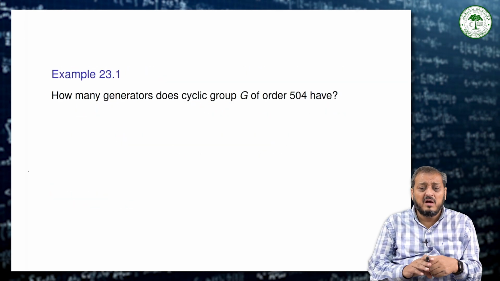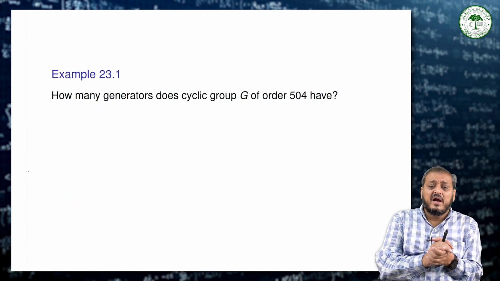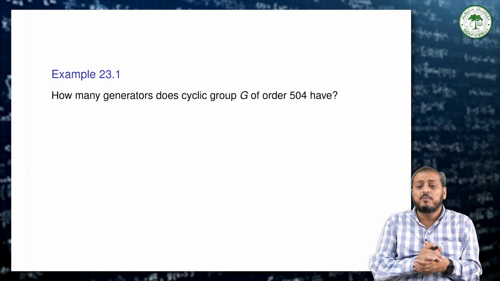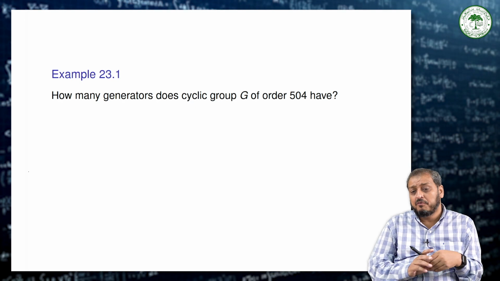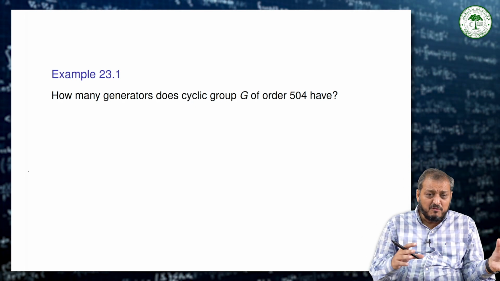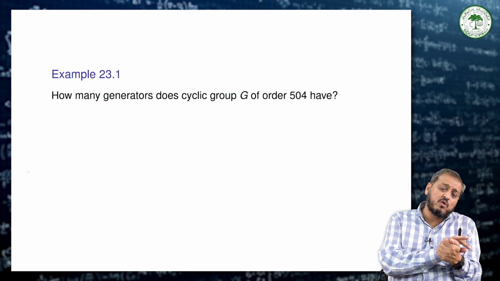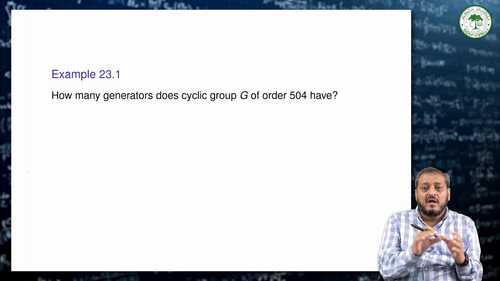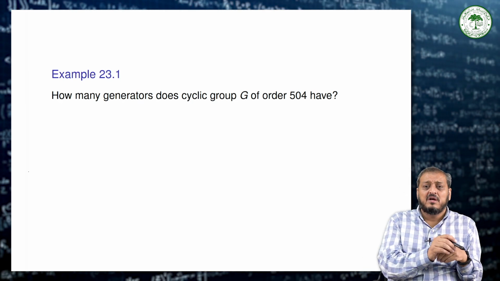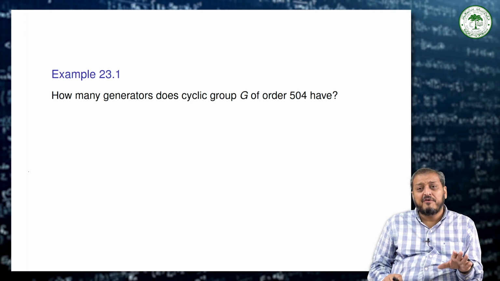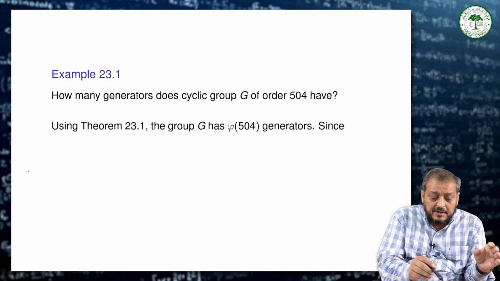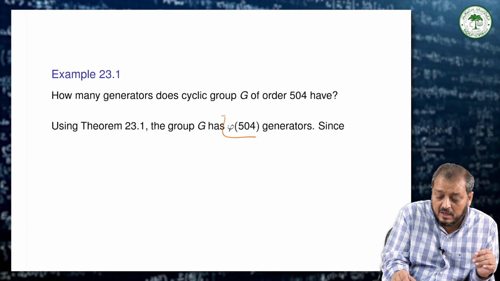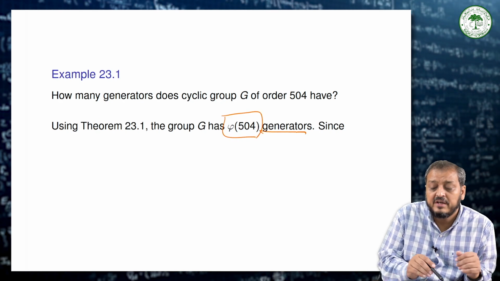Now, for example, how many generators does a cyclic group G of order 504 have? By the theorem, if G is a cyclic group of order n and m is a divisor of n, then there are phi(m) elements of order m. So G has phi(504) generators.